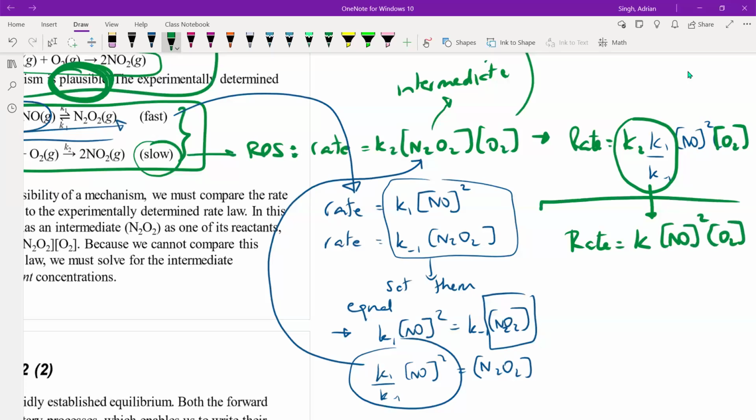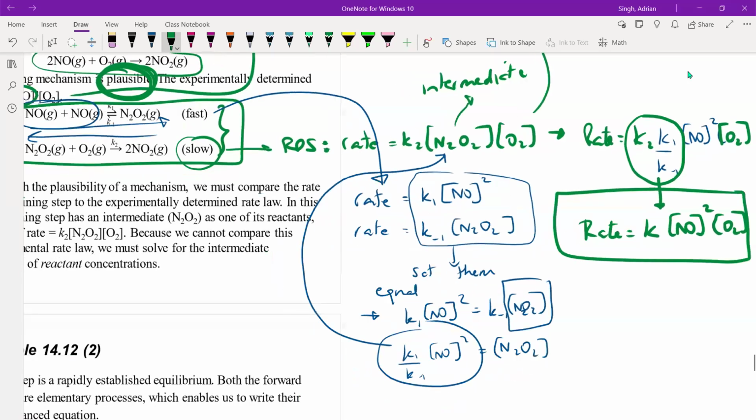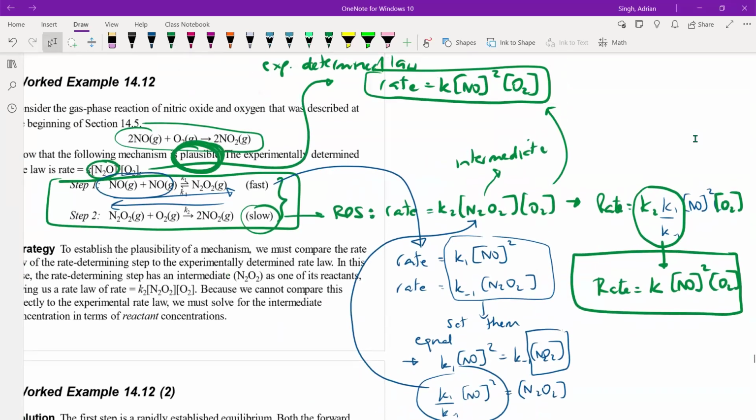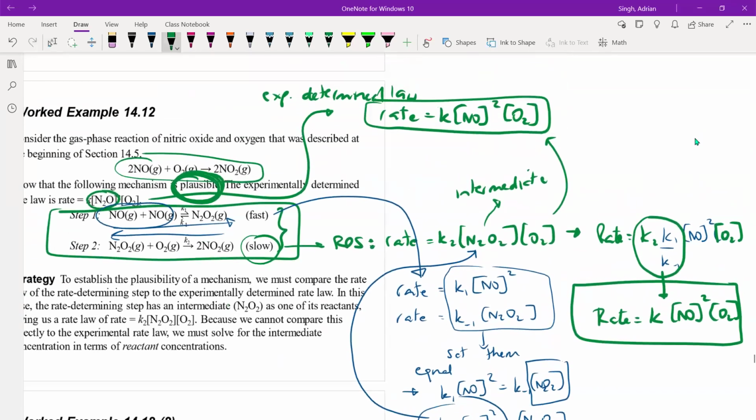Okay, we can see now that the rate expression for the rate determining step, by doing a little bit of algebra, is the same as the rate law expression for the overall reaction.